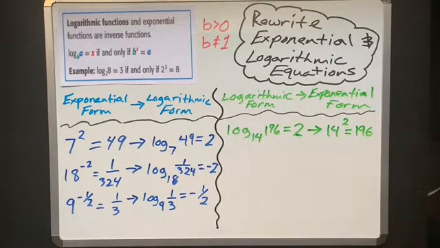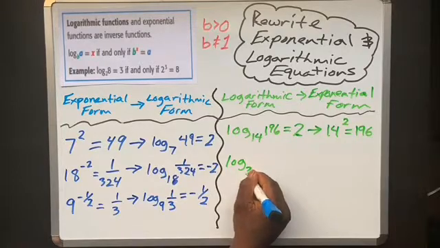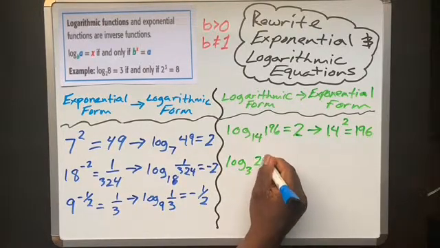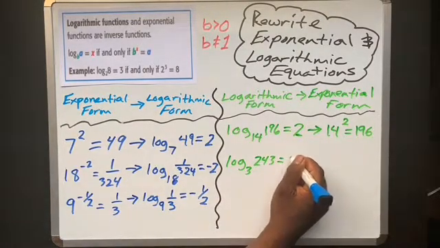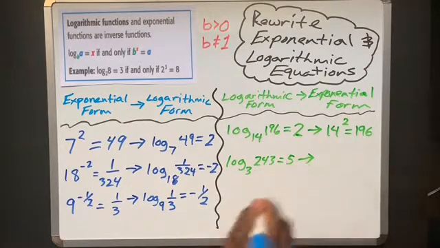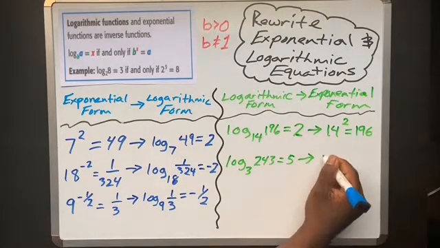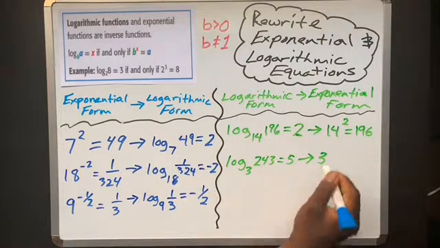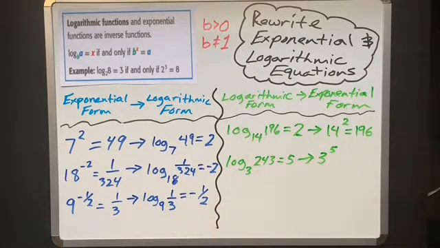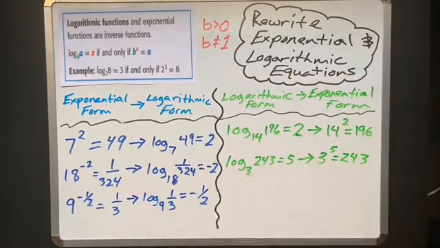So let's say we take log base 3 of 243, and we set that equal to 5. Now, let's rewrite that as an exponential equation. What's our base again? Our base is 3. And what is it raised to? It's raised to the exponent here, which is 5. And what is it equal to? It's equal to 243. Not complex, you just have to know what you're doing. And we're going to do one more.